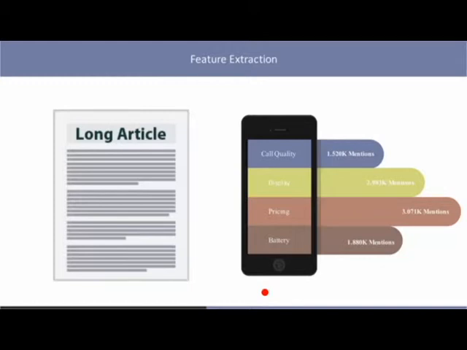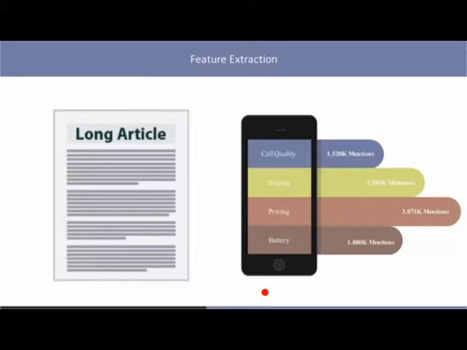The second one, which I said, is feature extraction, right? Today, when you talk about text, whenever you read through any article, let's say I give you an article from DNA research, guessing that you are not from a biology background, it's very difficult for us to understand what people are talking about. Now, if there's an algorithm that extracts features, for example, in this case I have given mobile reviews. If you read through all the mobile reviews, can you finally extract the features that people talk about: call quality, display, pricing, and battery? So there are a couple of cool things which you can do here, right?